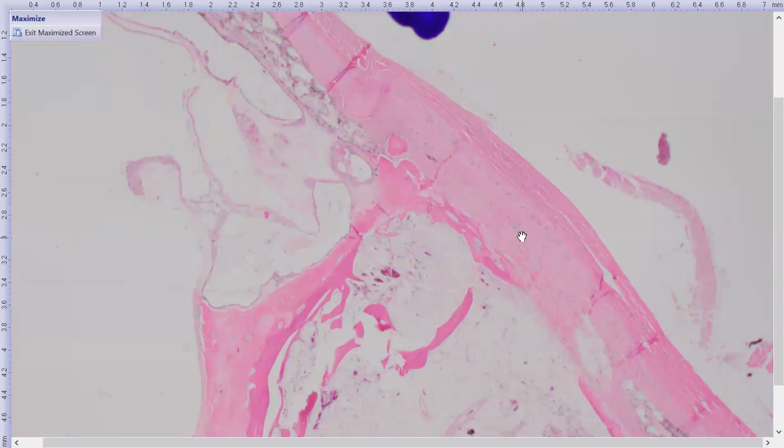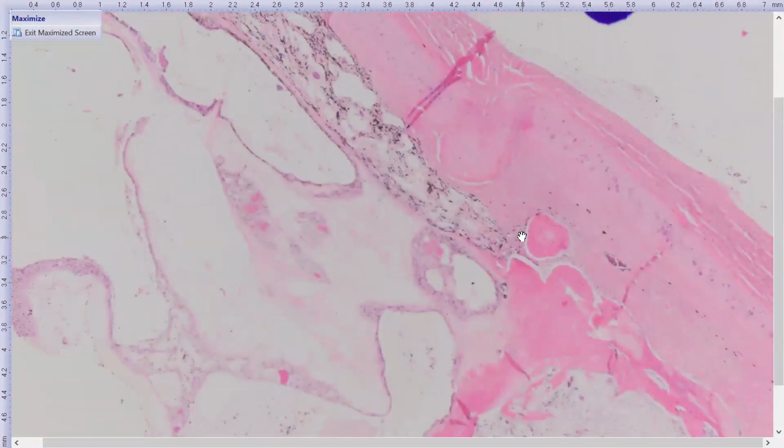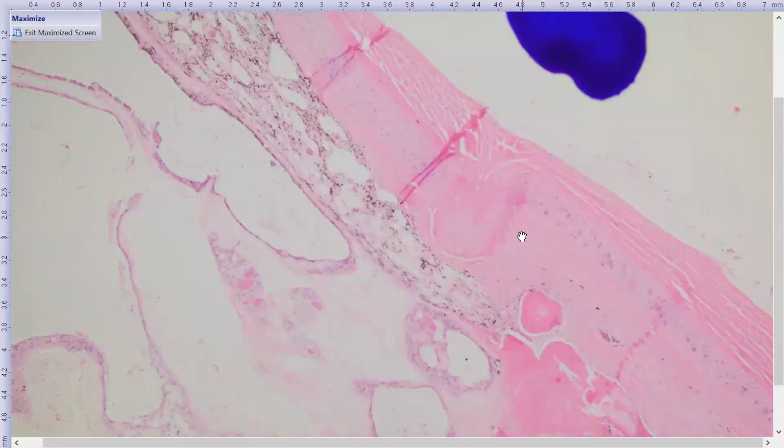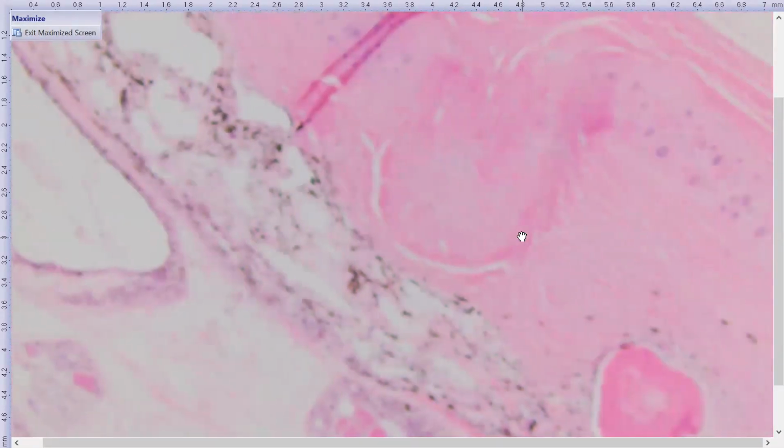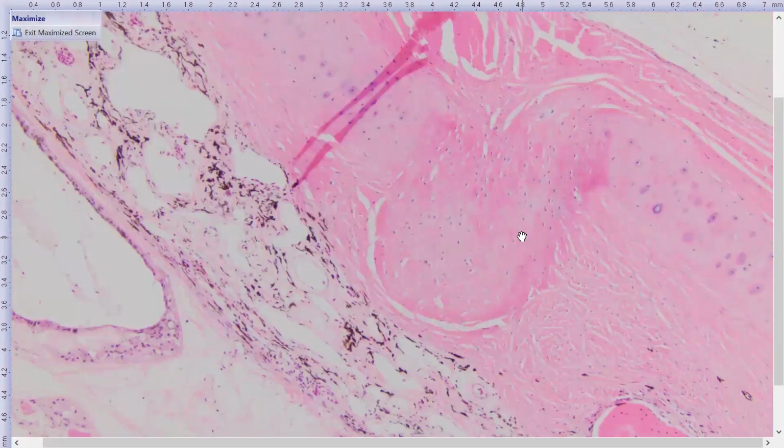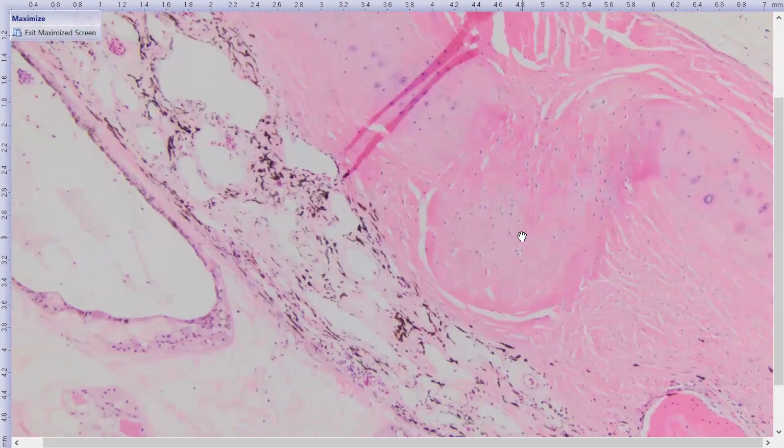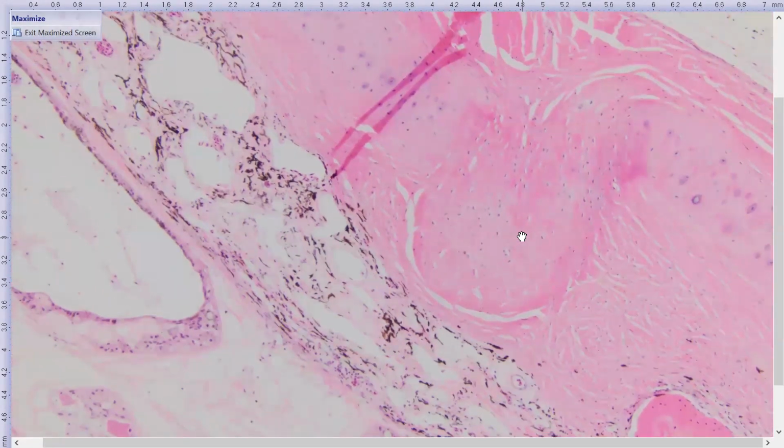And then just again, some regions where the sclera is fractured. This one looks like it's starting to be more ossified here, with more osteoid-looking matrix and osteocytes in this one.